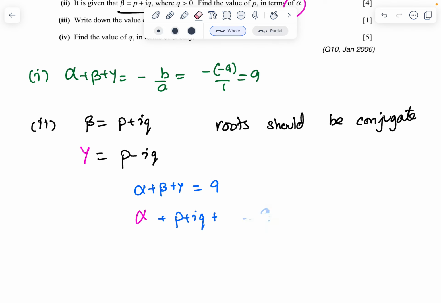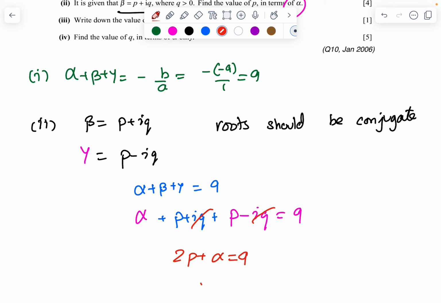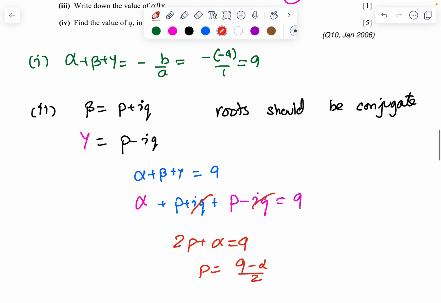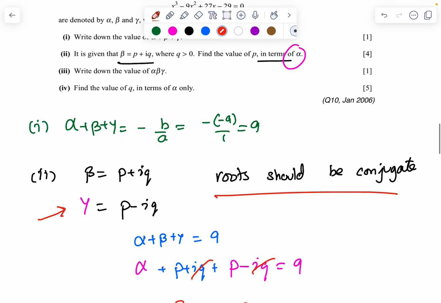And gamma is P minus iQ equals 9. Then what will happen is iQ gets cancelled. 2P plus alpha equals 9. So P equals (9 minus alpha) by 2. Because if I eliminate alpha, I'll not be getting the answer in terms of alpha. So therefore, I took gamma equals P minus iQ, because the roots should always be conjugate.